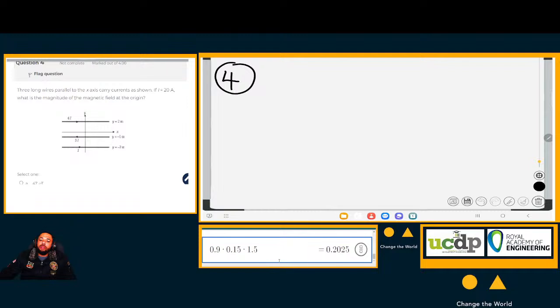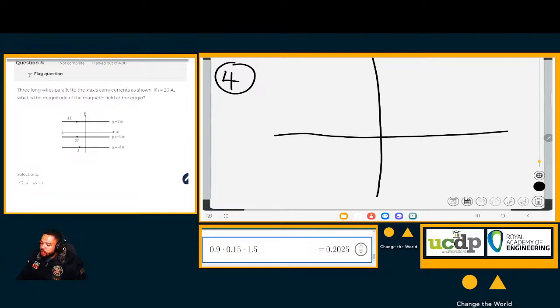Here we have 3 long wires parallel to the x-axis, and they carry currents as shown: 4I, 3I, and I, where I is 20 amperes. What is the magnitude of the magnetic field at the origin? Okay, so at the origin, what's the magnetic field at the origin? Let's first redraw this whole situation.